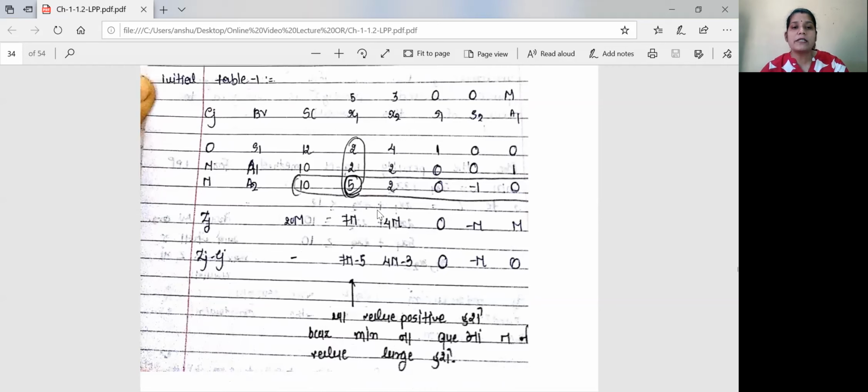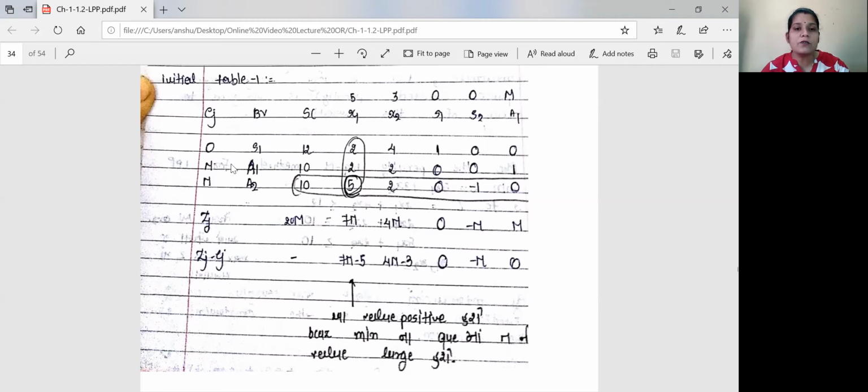According to our initial table, first we find the Zj. Okay, what is the method of the Zj? How do we find Zj? In our CB column, see carefully, 12 into 0 plus 10 into M plus 10 into M. So we get 20M. Got it? 2 into 0 plus 2 into M plus 5 into M. So 2M plus 5M equal to 7M, and 2 into 0 is 0.